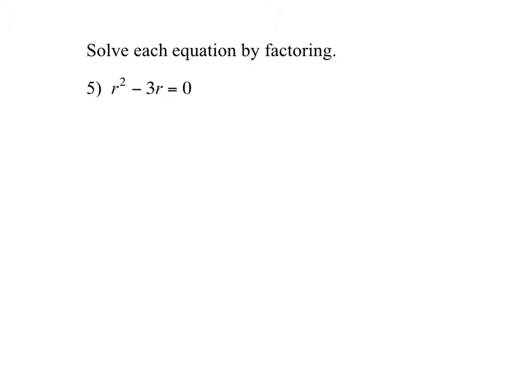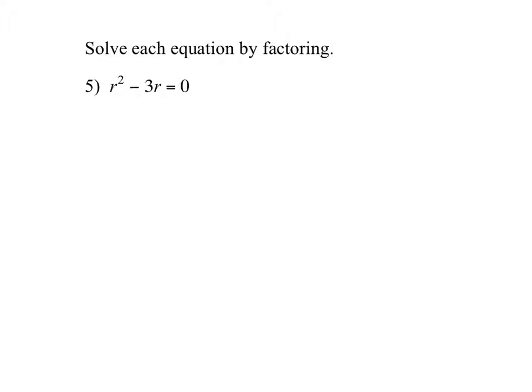Okay, now, when I solve an equation, my first step is to see if I have a common factor. So for example, in this one, I have a common factor of r. So I have r times r minus 3 equals 0, right? So now I'm going to find the value of r. How am I going to do that? I'm going to set each one equal to 0. So r equals 0 or r minus 3 equals 0, right?